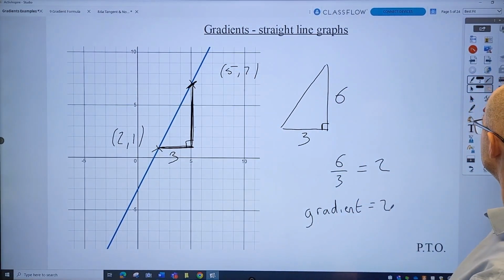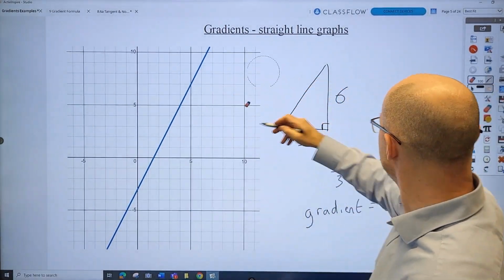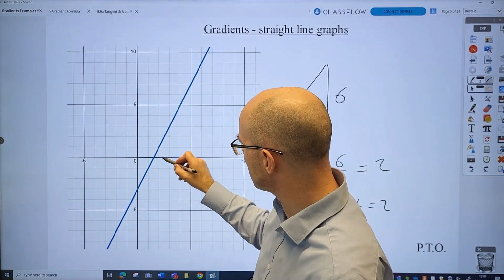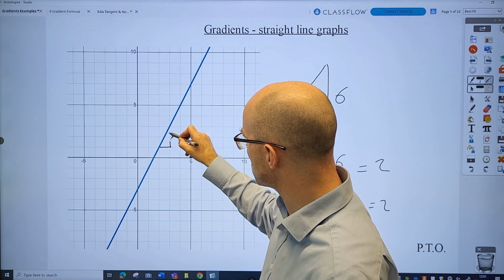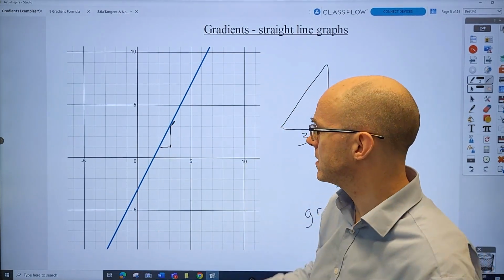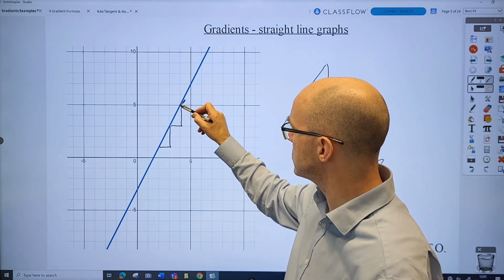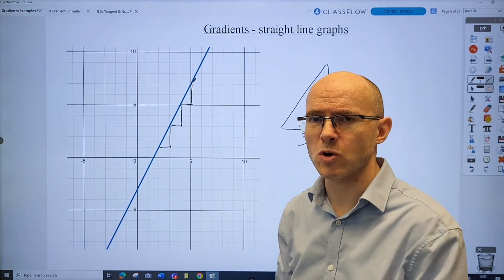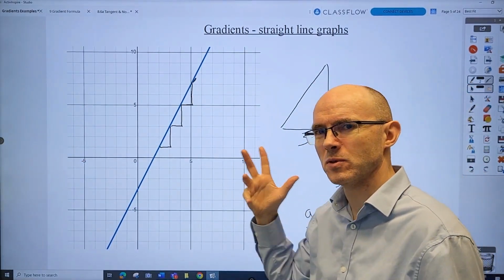And what that means is, let me just erase some of this. Let's say we start here, for every unit we move horizontally across, we move 2 units upwards. That's what the gradient means. I'll do it again. For every unit horizontally, 2 units upwards. Always left to right, of course. That's the natural order of things in mathematics, if you notice.